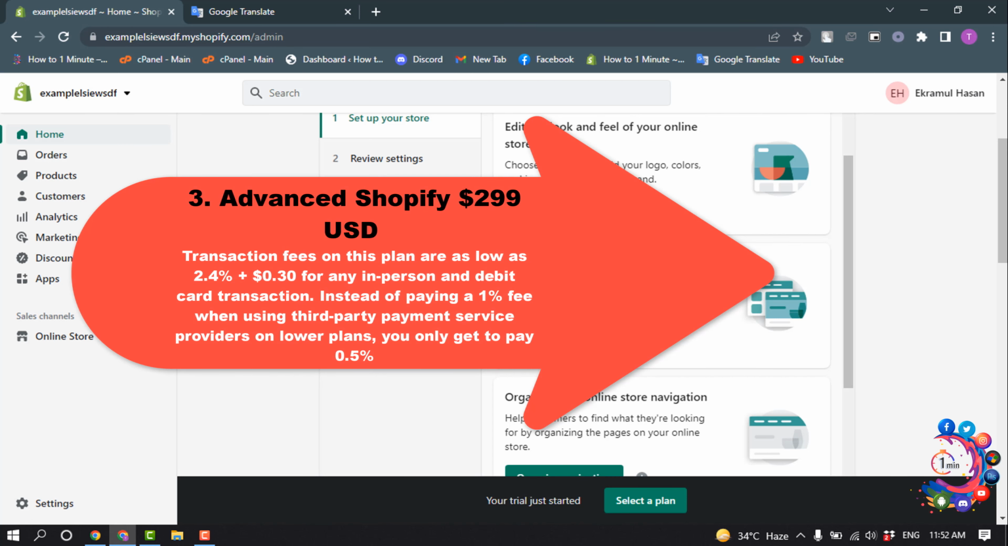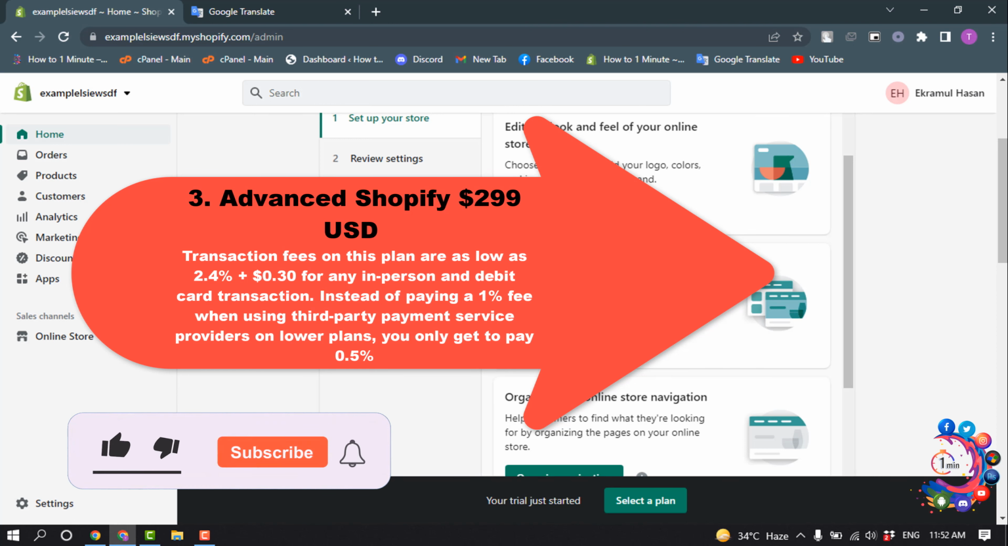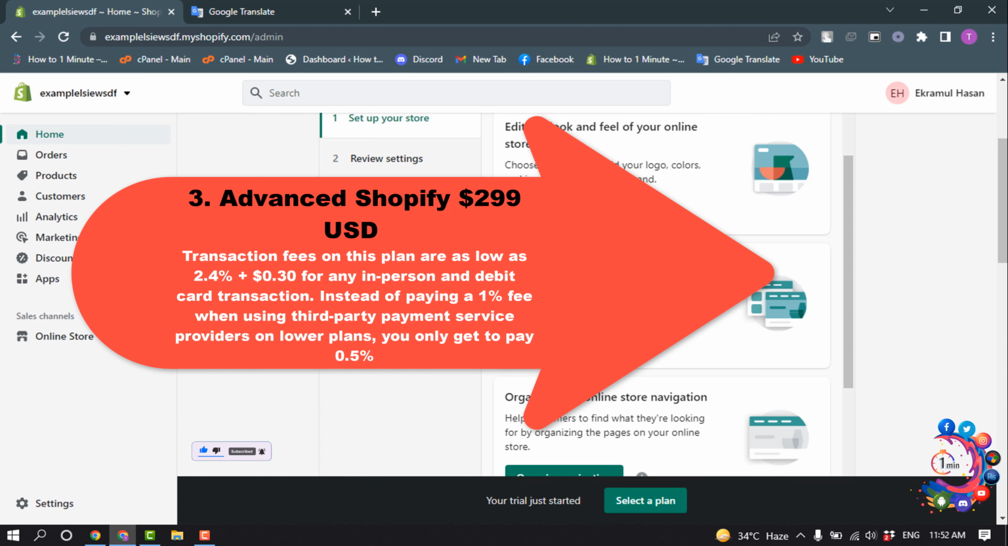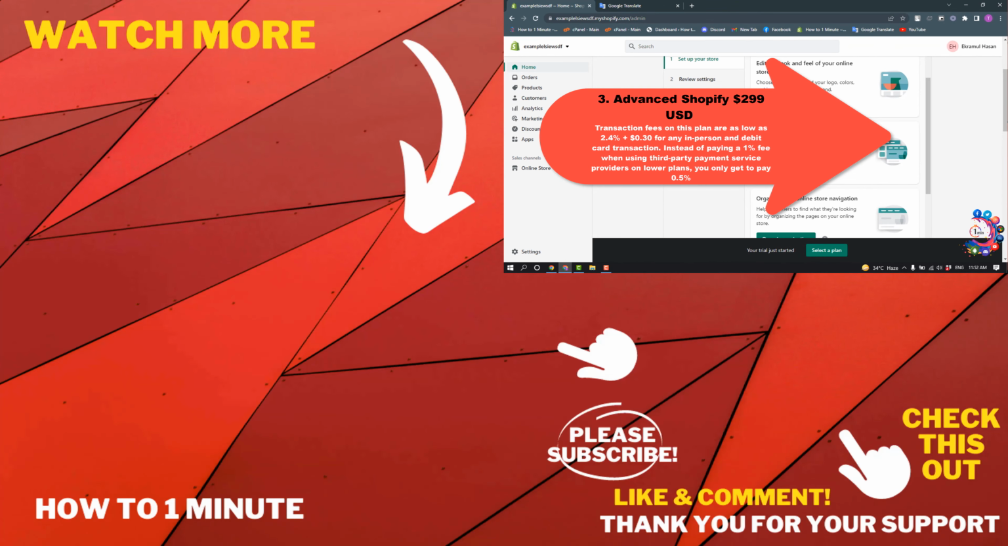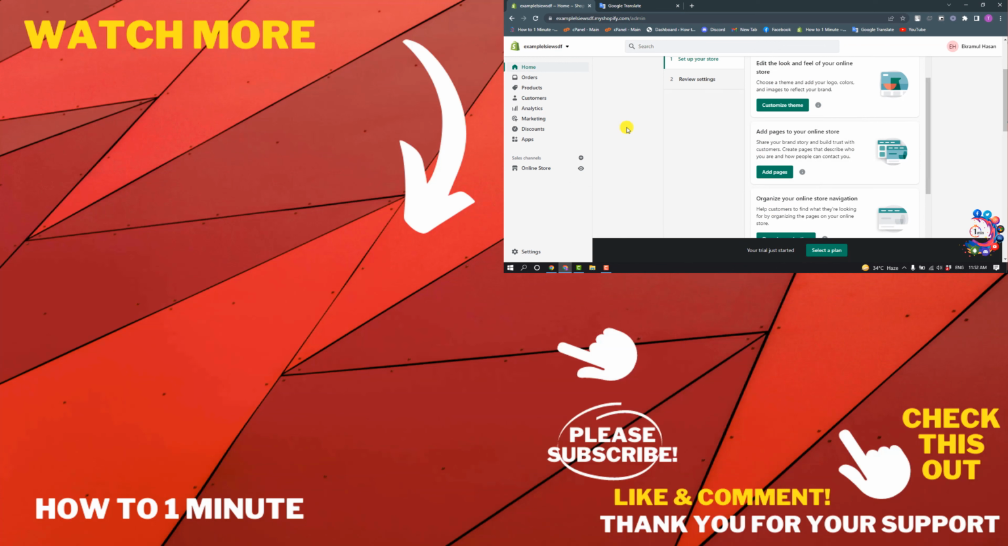And if you select the Advanced plan for $299, transaction fees on this plan are as low as 2.4% plus 30 cents for any in-person and debit card transaction. Instead of paying a 1% fee when using third-party payment service providers on lower plans, you only get to pay 0.5%.